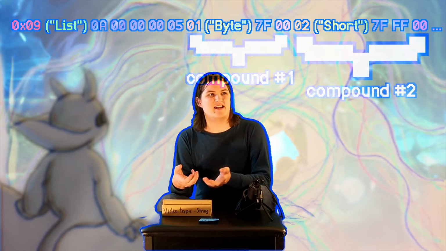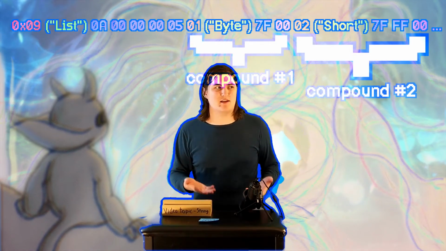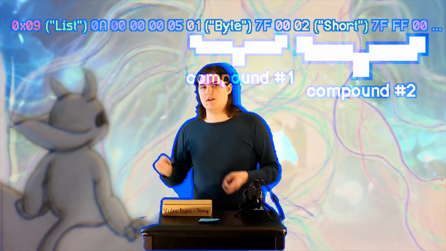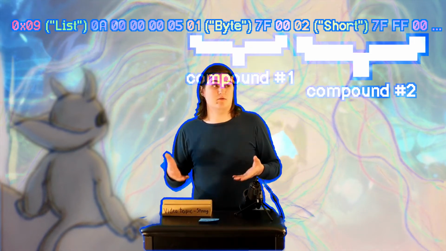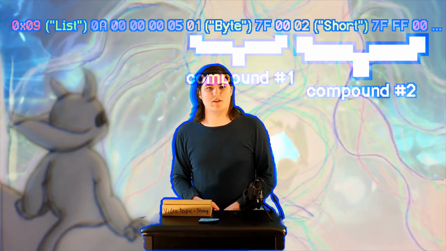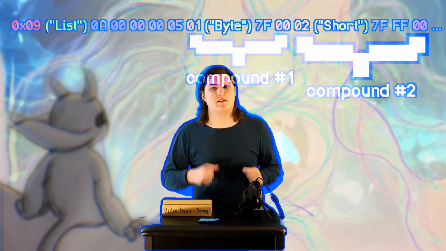Also, a quick note, lists of a compound tag can be especially tricky because once you read the ID and length of the list, the first thing you're going to read is the ID of any other tag, because the payload of a compound tag is just other tags. So you keep reading tags until you hit that end tag, in which you're done reading the first compound. Then you read the next compound and the next until you hit the end of the list.